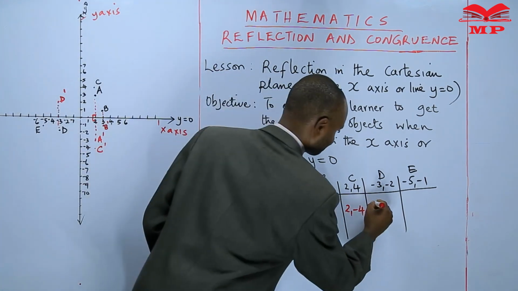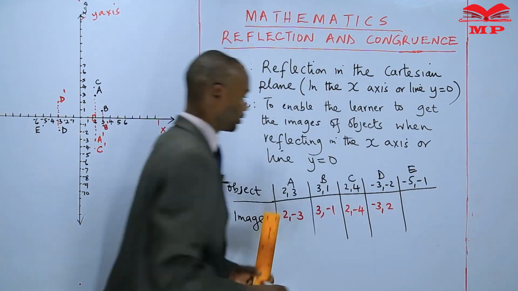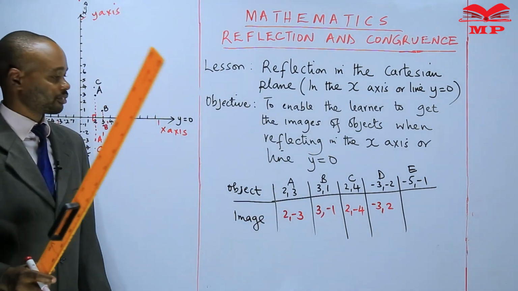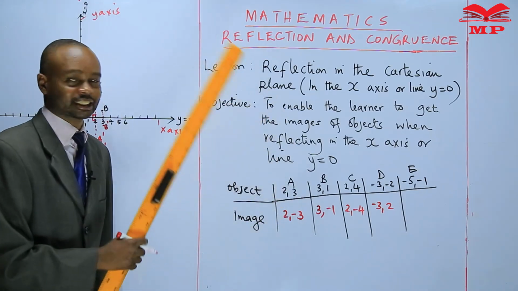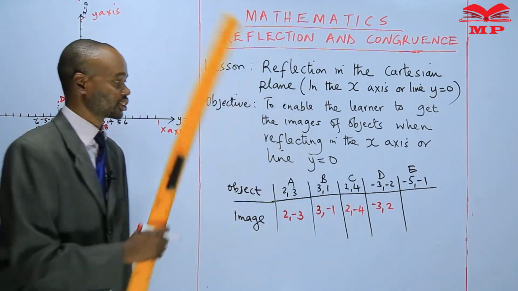-3, 2. What do you realize? The x coordinate remains the same. It is the y coordinate that changes the sign.